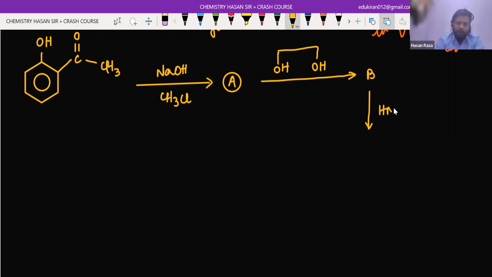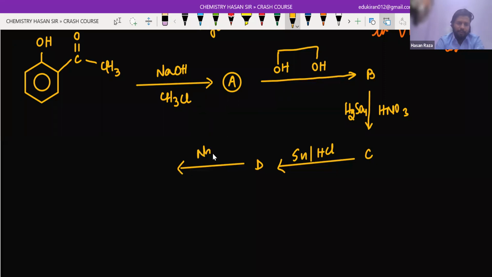Then you are going to treat this with HNO3 in the presence of H2SO4. Then you will be getting C. After getting C, you are going to treat this with tin in the presence of HCl, and after reacting with this, you will be getting D. And you are going to treat this with NaNO2 in the presence of HCl at 0 degrees centigrade.